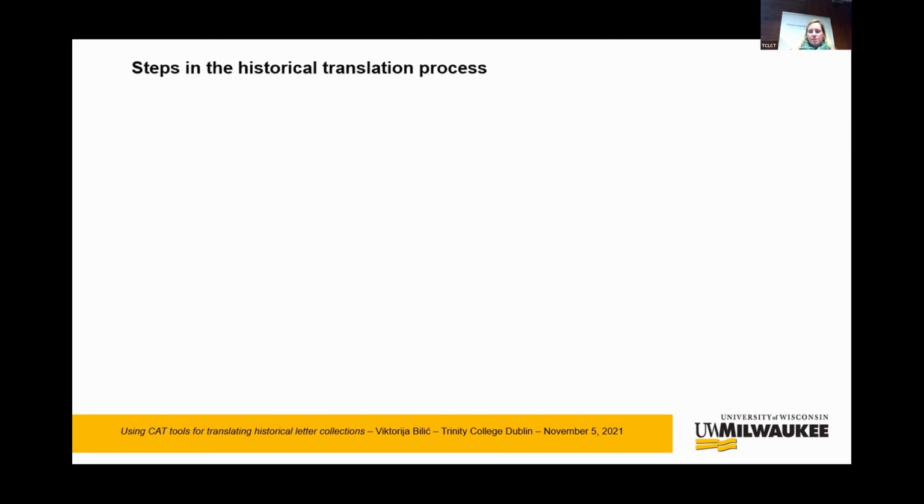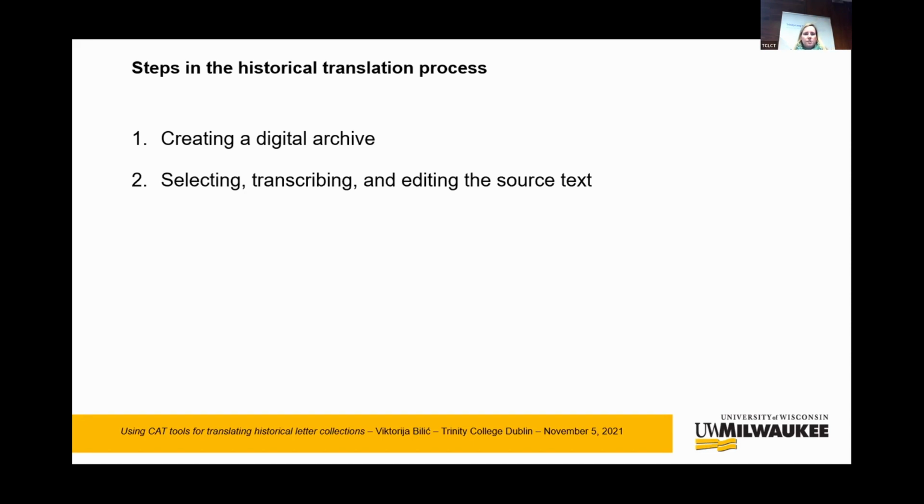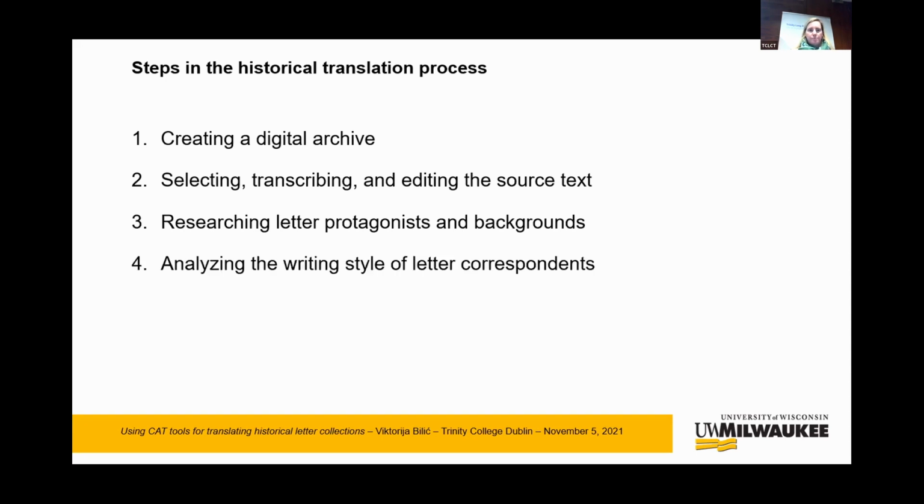Steps in the historical translation process, and then I will get more to the topic of CAT tools. First, creating a digital archive. The Wisconsin Historical Society let me scan all of the 2,000 letters. And then, of course, those need to be organized. You need to come up with a file system and things like that. Then the translator needs to create the source text for this type of translation. So selecting, transcribing, and editing the source text for translation is the second step. Researching letter protagonists and backgrounds, that often involves archival research.